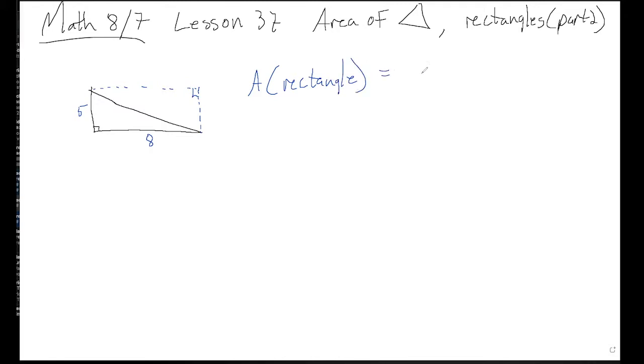then it would just be length times width, right? Base times height. So 8 times 5. Well, I want the triangle. So to find the triangle, it would be half of that. So how do you find half of something? You go half. So 8 times 5, and then you cut it in half, divide it by 2. So the rectangle is 40, but the triangle is 20.